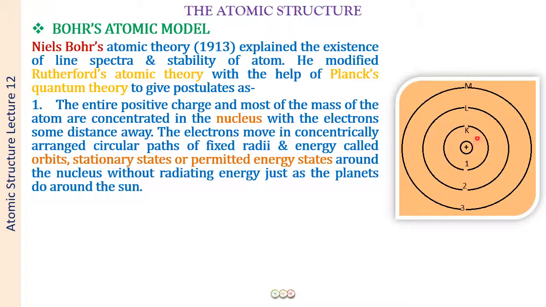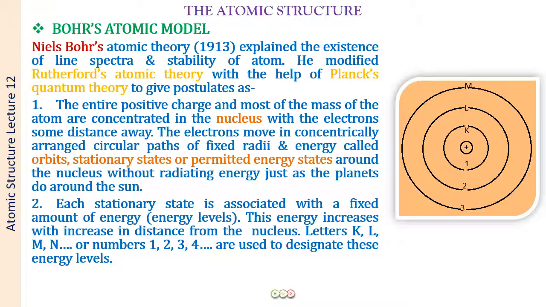Then the electrons, how are they placed? They are moving in concentrically arranged circular paths of fixed radii and energy, and these circular paths are called orbits, stationary states or permitted energy states, and they are moving around the nucleus just like the planets around the sun. They are not radiating any energy while they are moving in these concentric paths. So each electron, when it is on its orbit, is not losing any energy. That is what Bohr said.